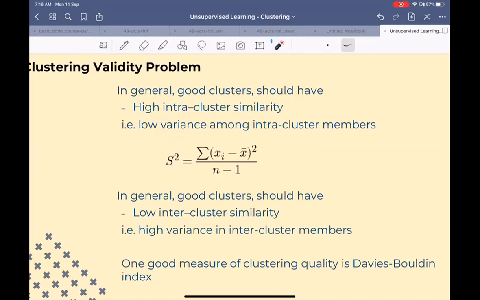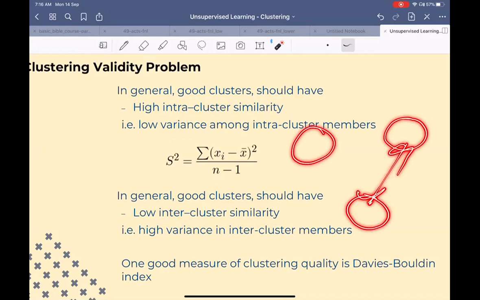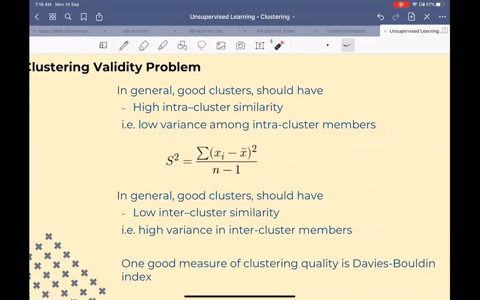The second thing is, in general, good clusters should have low inter-cluster similarity. That is, if I look at two clusters, they should not be similar. They should be very far from each other. That is a good example of a good cluster. So low inter-cluster similarity means high variance. That is, the members of individual clusters don't look like each other.